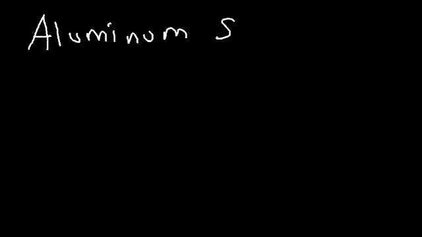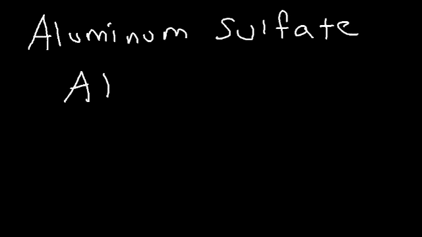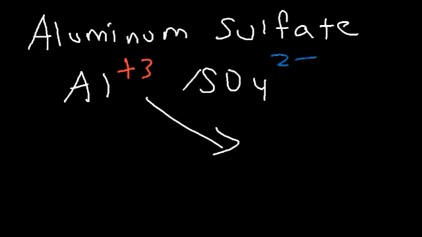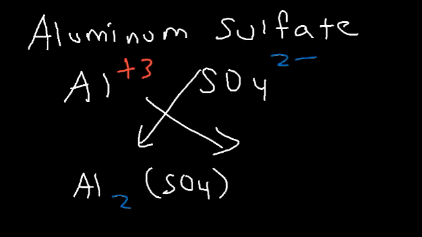Now what about aluminum sulfate? Aluminum has a +3 charge, and sulfate, this is where you need to know your polyatomic ions, it's SO4 2-. So using the crisscross method, it's going to be Al2(SO4)3. Now whenever you have multiple polyatomic ions, you need to enclose it within a parenthesis.